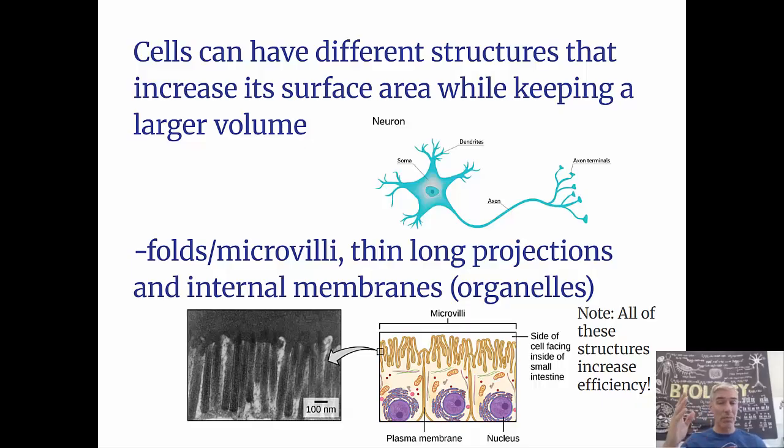Some cells have folds and microvilli along their membranes. Like here, these are digestive system cells, small cells found in your small intestine. They have these projections. It increases their ability to absorb nutrients and materials into the cell there. And again, that's a structure-function relationship, because what is your digestive tract's job? It's to absorb nutrients, right? All of these structures increase efficiency.